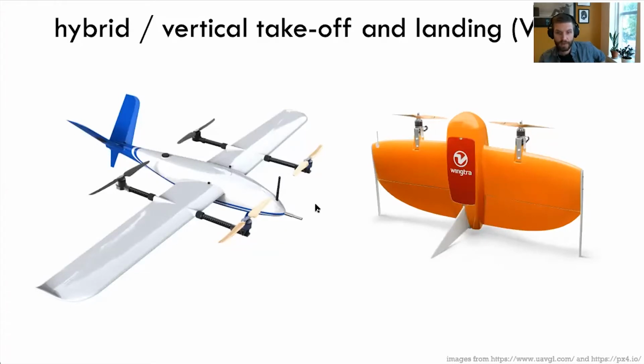There's a couple different types. The one on the left is known as a quad plane. It has the quadcopter propellers, but can also fly as a plane. The one on the right is a tail sitter, so it can take off vertically and then, through the mechanics, orient itself facing forward once it's in the air and fly like a plane.